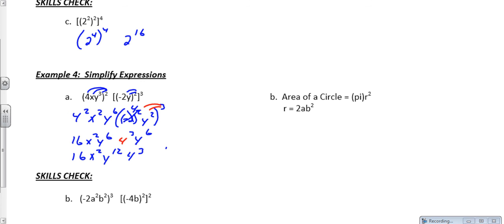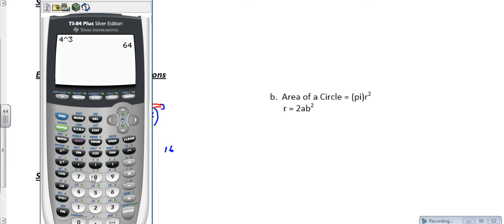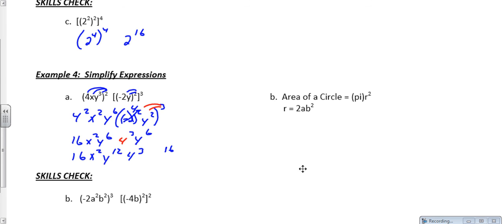So we have 16 times 64. Let's calculate that out. And we get 1024. So I'm going to take that out. And let's write 1024. And we have x squared and y to the 12th.